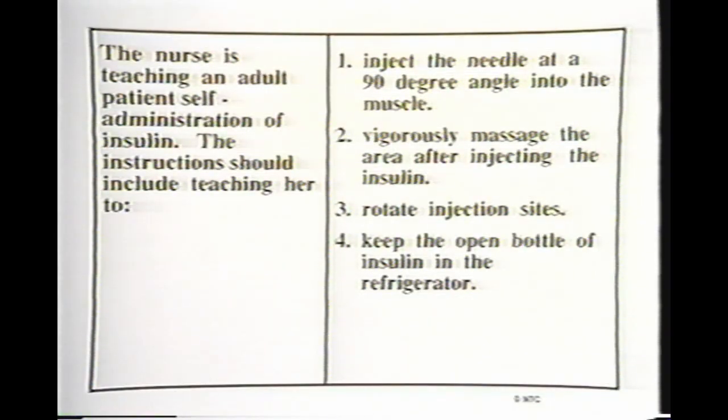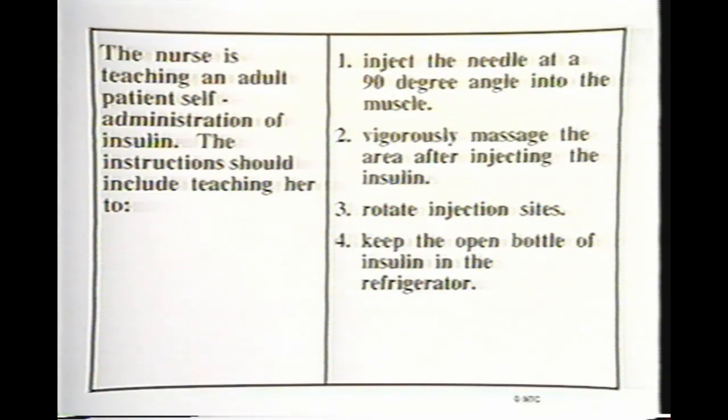Now, let's take a look at a question. The question says, the nurse is teaching an adult patient self-administration of insulin. The instructions should include teaching her to: 1. Inject the needle at a 90-degree angle into the muscle. 2. Vigorously massage the area after injecting the insulin. 3. Rotate injection sites. Or 4. Keep the open bottle of insulin in the refrigerator.